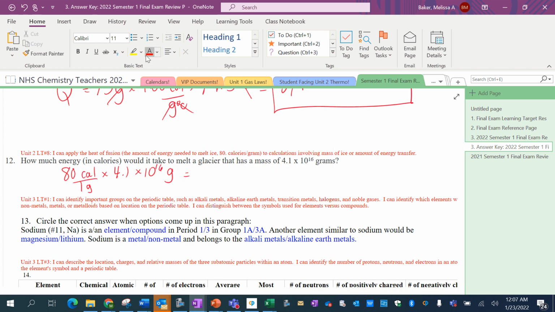Okay, so let's see, 80 times 4.1 times 10 to the 16th. 2 significant digits, is that right? Yeah, 2 significant digits. 3.3 times 10 to the 18th calories. That's what that E means, times 10 to the. Because grams cancels out, and we're left with calories.